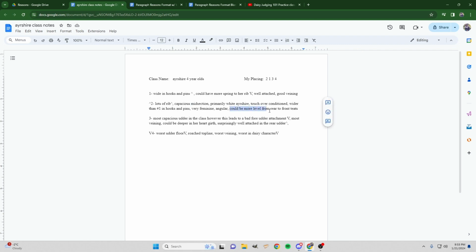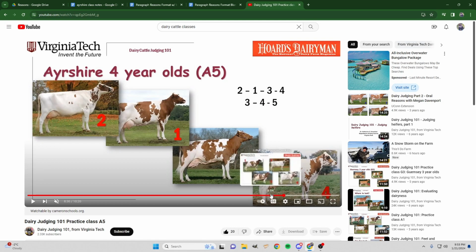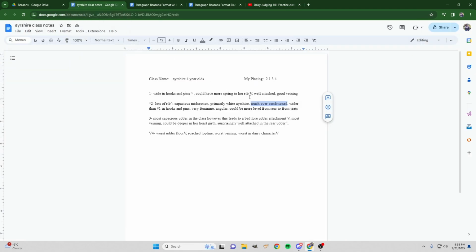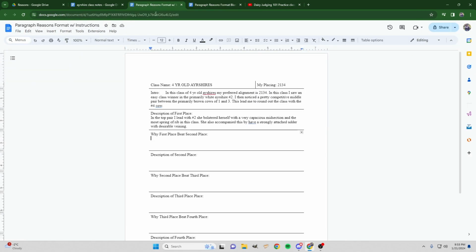I said she could be more level from her rear to front teats, okay, and that she was a touch over conditioned. If I go back to the class and I look at 2 and 1, what does 1 have that is better than number 2? Well, I would say that number 1 was a touch more correctly conditioned. So if I think that, I should just say it.